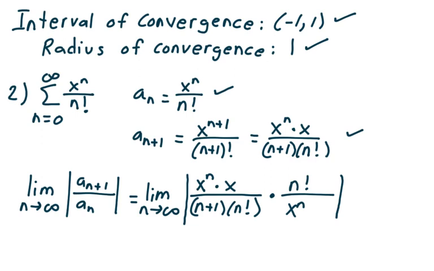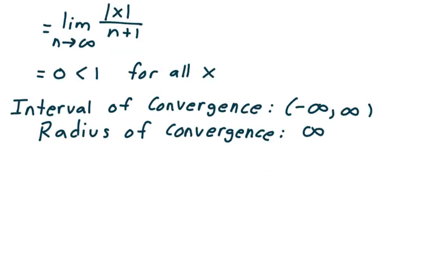Now look what happened. The x to the n's cancel, and so do the n factorials. And we get the limit as n goes to infinity of the absolute value of x over n plus 1, and that's 0 for all x. And remember, 0 is less than 1. So the interval of convergence will be negative infinity to infinity. It's going to converge for all real numbers. The radius of convergence is essentially infinity. That's example 2.